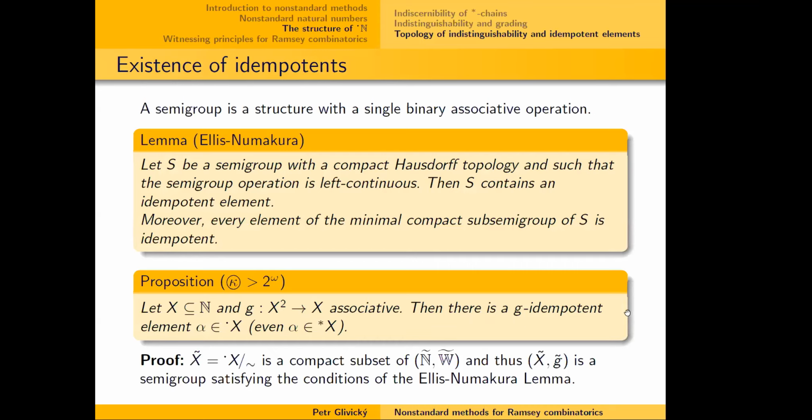And because I don't have much time, I will just quickly say that there are some results from the theory of topological semigroups, like the Ellis-Numakura lemma, which states that under certain conditions, if S is a semigroup with compact Hausdorff topology, then idempotent elements actually exist. And because we just proved that we have a compact Hausdorff topology on our space, we can use this to prove the following proposition, which says that for any associative operation on some subset of n, there is always a g idempotent element alpha in the star extension, actually even in the first star of X.